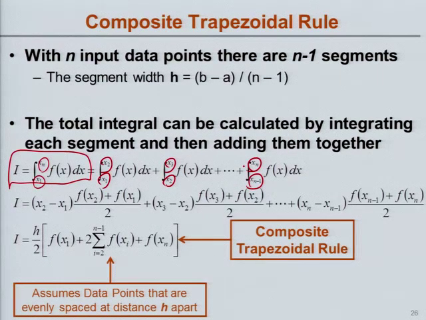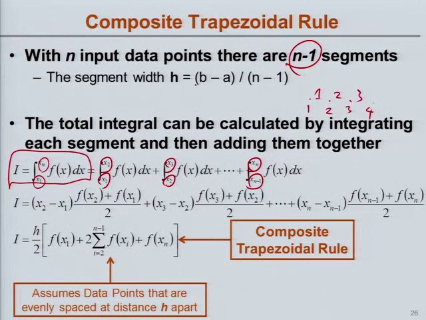Now, worth mentioning, this is just a bit of an aside, but it's an important aside: if you have n data points, you will have n minus 1 segments. Okay, so that's data point 1, 2, 3, 4. This will be segment 1, segment 2, segment 3. So you've always got one less segment than you have data points.